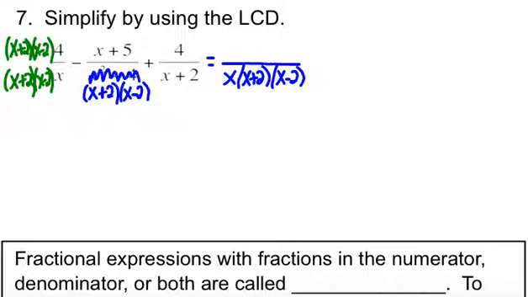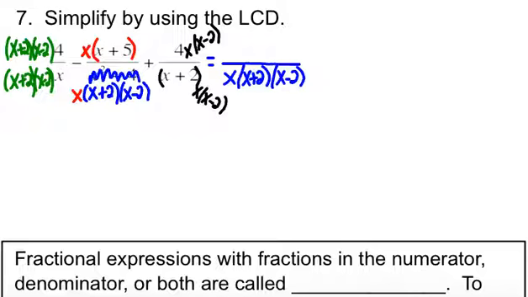In our middle fraction, we have x plus 2, x minus 2. Remember, to get our common denominator, this one's missing an x. So that means we need to multiply top and bottom by x. And our last fraction has an x plus 2, so it is missing an x and an x minus 2. So we need to multiply top and bottom by x, x minus 2.